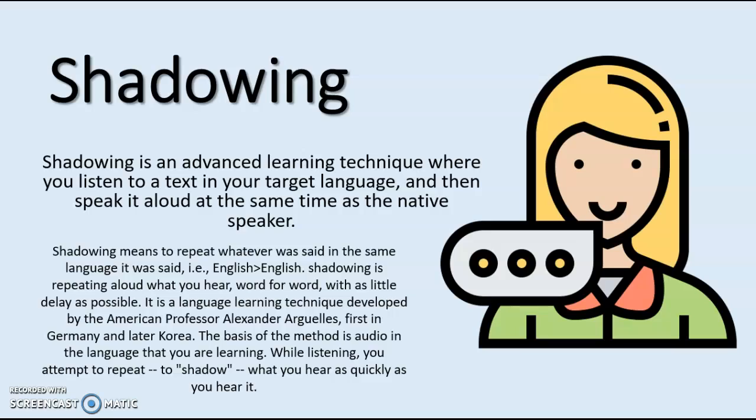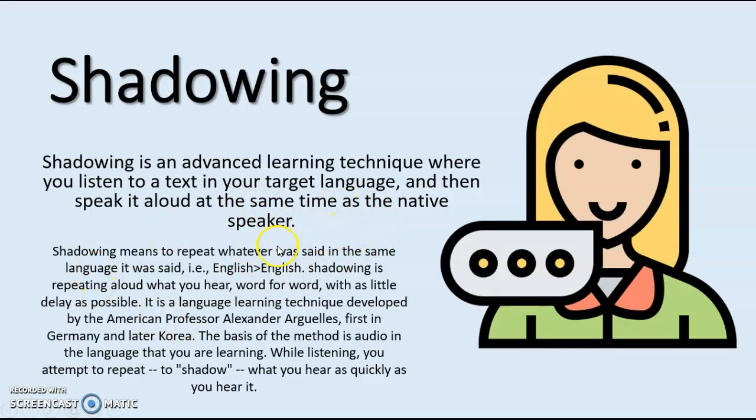interpretation. And it consists of listening and then repeating the message of the person that is speaking and trying to sound like a native speaker. Shadowing means to repeat whatever was said in the same language that it was said. For example, English, English, or Spanish, Spanish. Not switching the languages. We are using the same target language and the source language.